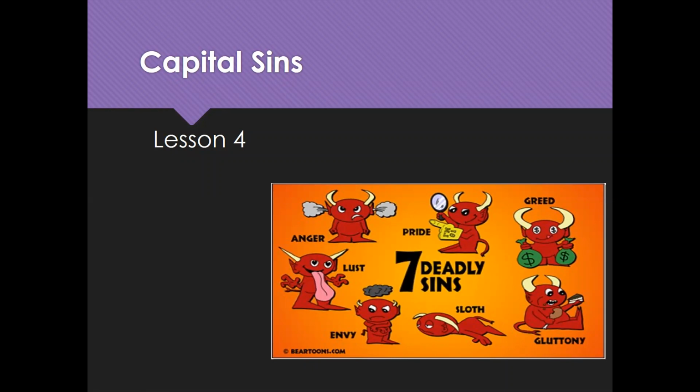We've just learned about those cardinal virtues. So now we're going to talk about those capital sins, okay? You need to have your notes out, and we're going to write our learning objective. Our learning objective is: I will be able to match the virtues that oppose the capital sins, okay?